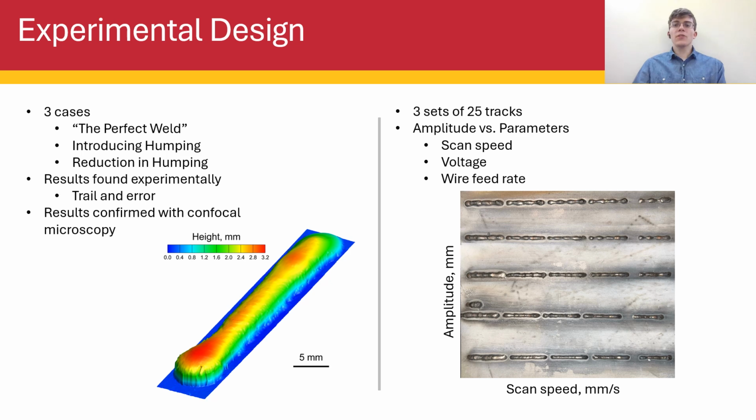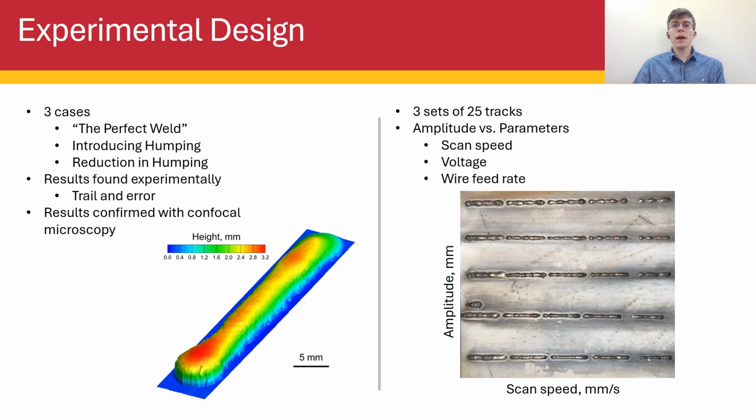The experimental design first focused on three distinct cases to systematically analyze and address the effect of longitudinal weaving on the occurrence of humping in wire arc additive manufacturing. Case A, or the perfect weld, was used to establish an ideal baseline with little to no defects and used process parameters outlined in previous research.